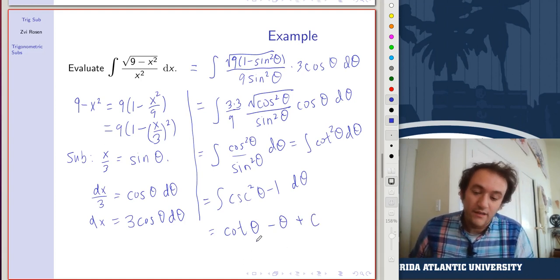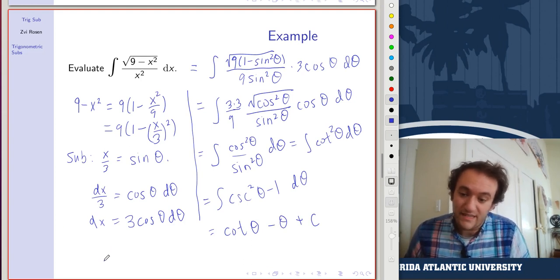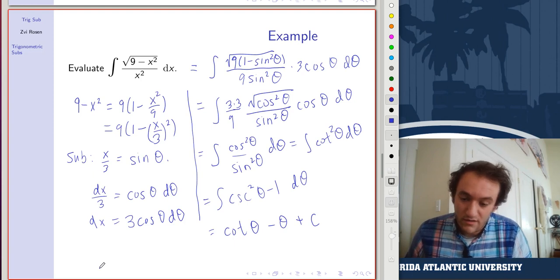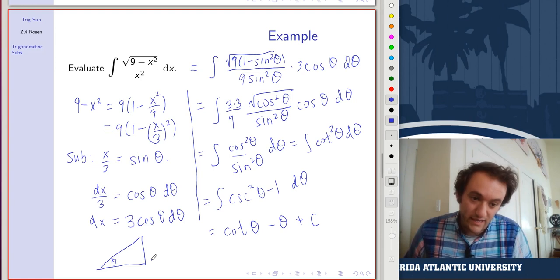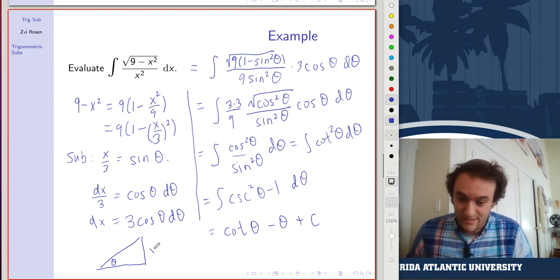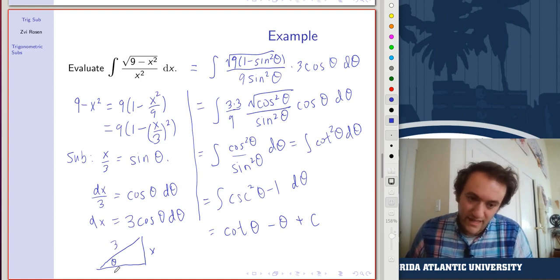Okay, as before, now we have this expression in terms of theta, but we want to turn it back into x's. So let's draw a right triangle related to our substitution. So we had sine theta equals x over 3. So that means opposite over hypotenuse is x over 3, which I can take as x being the opposite and 3 being the hypotenuse. And if that's the case, then the other side is the square root of 9 minus x squared.